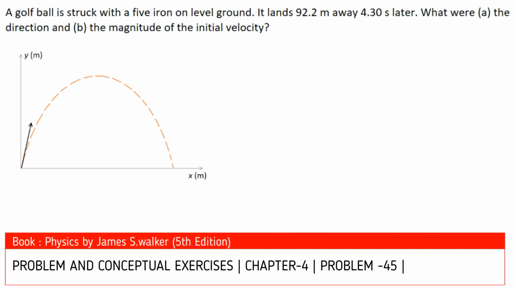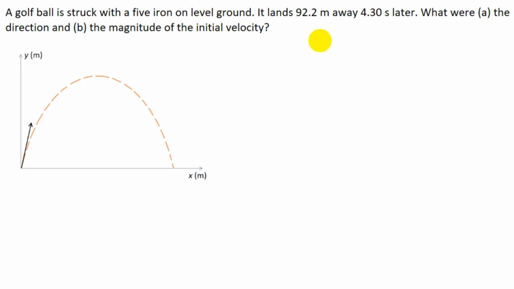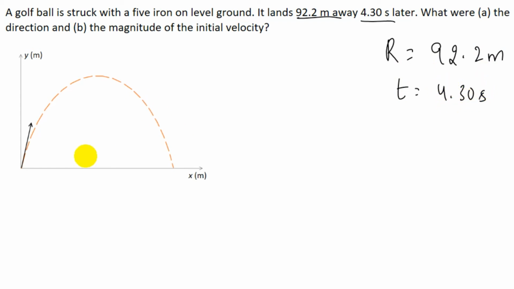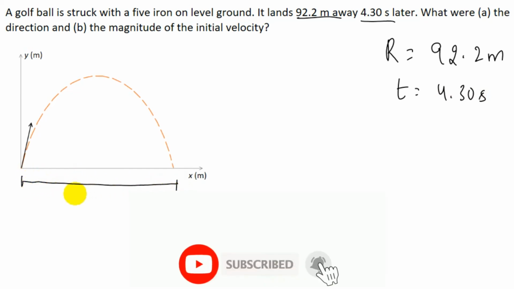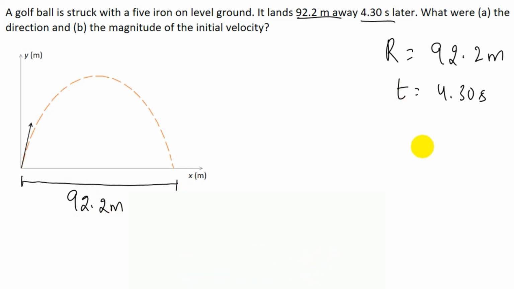Now in this question it is given that a golf ball is struck on level ground and it lands 92.2 meters away after 4.30 seconds. So basically we are given that the range is 92.2 meters and the time of flight is 4.30 seconds. Let me show it on the figure. This is the range, 92.2 meters, and the time of flight is 4.30 seconds.